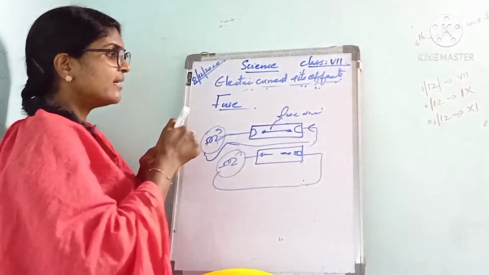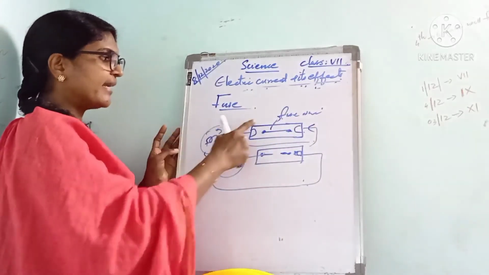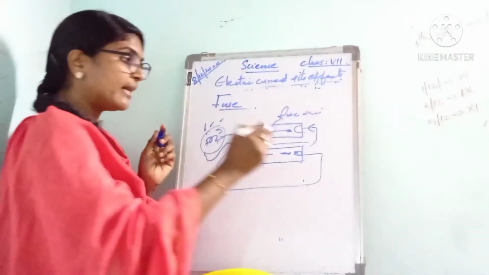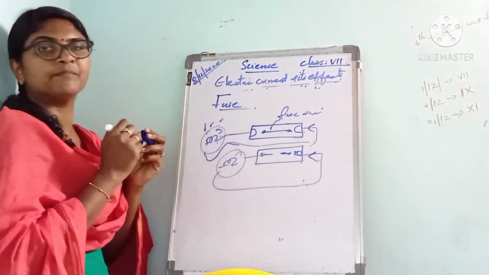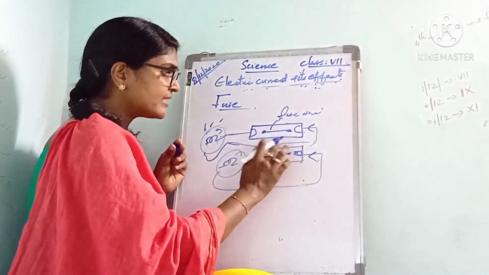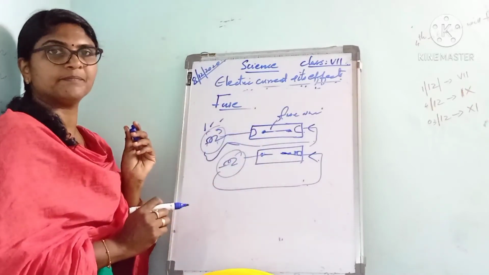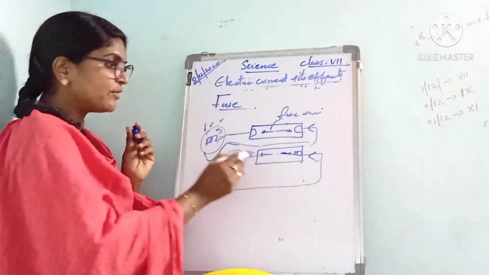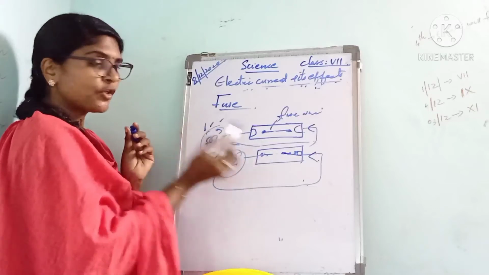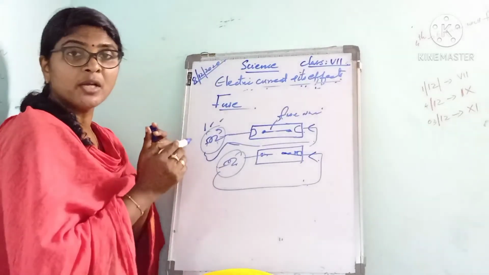Suppose normal current passes through it, it works normally. Here is the fuse, and here we have an electric bulb. It glows normally. In the second case, if excess current passes in the electric circuit, due to the excess current the fuse wire breaks like this. The fuse wire melts and breaks the circuit. A break is there, so the electric current cannot flow through this circuit, and in this case the bulb does not glow.